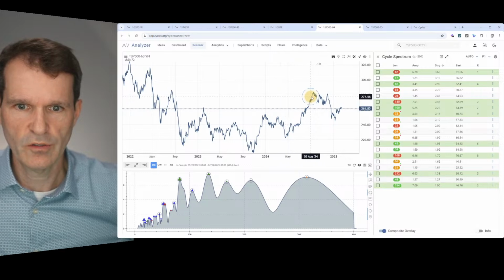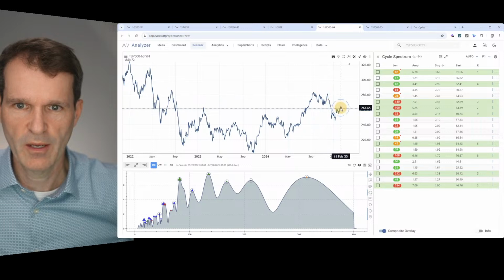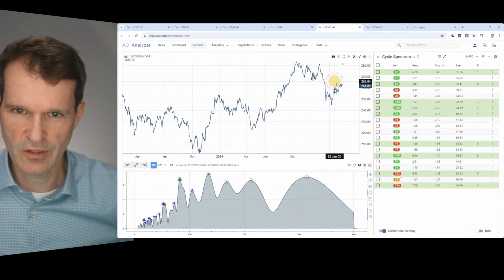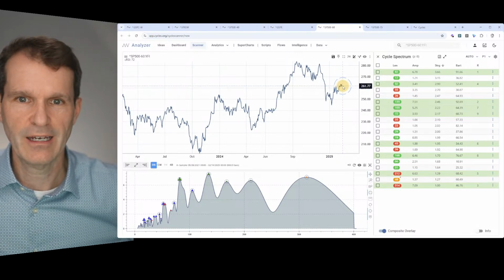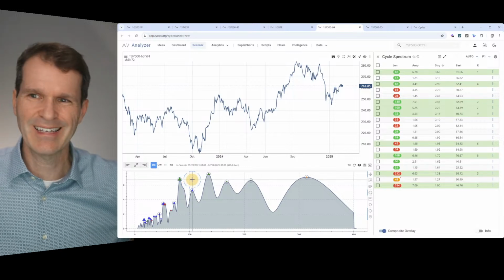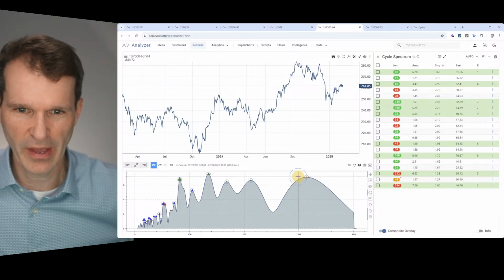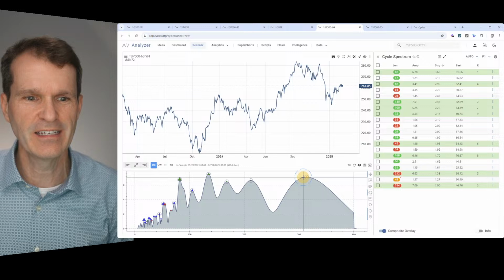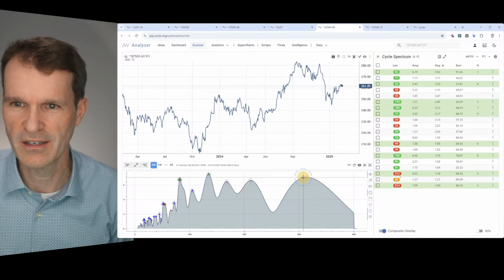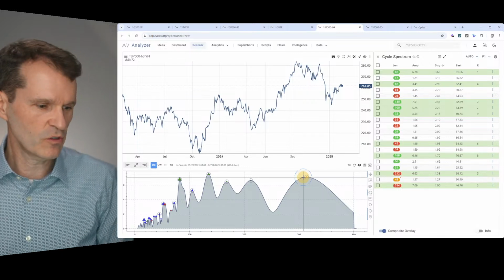So we see also the top here in September, or the peak here in November, but we didn't make another all-time high. So this is quite declining and moving down. Here the spectrum looks a lot more complicated. So it's not as easy to see here which cycles could be interesting. So that's also an interesting learning.